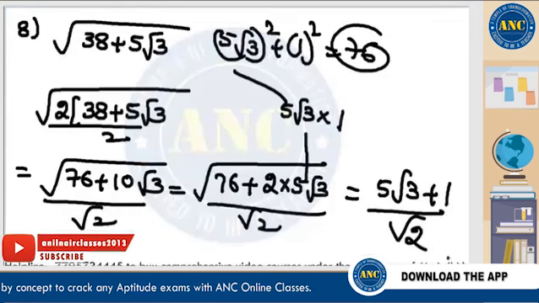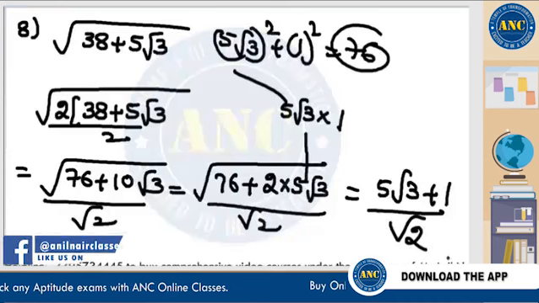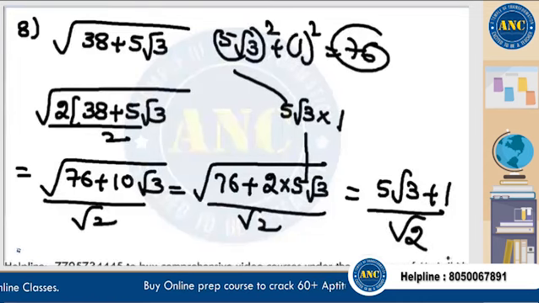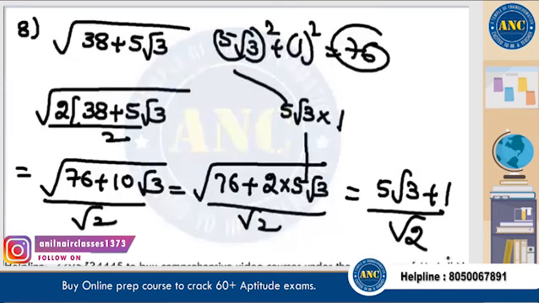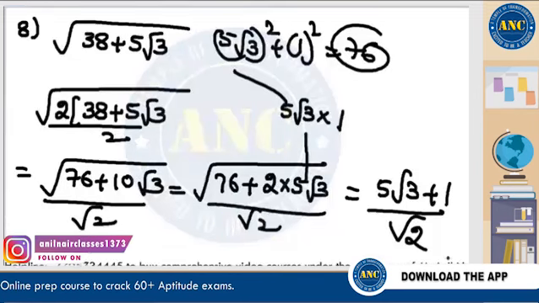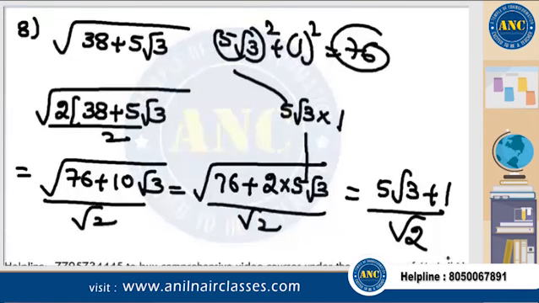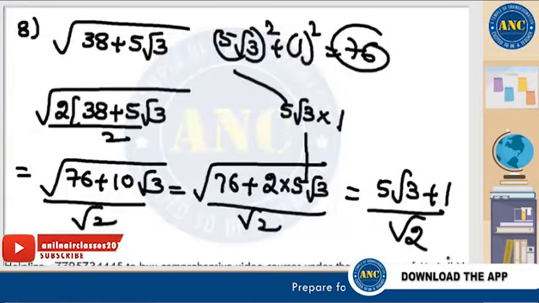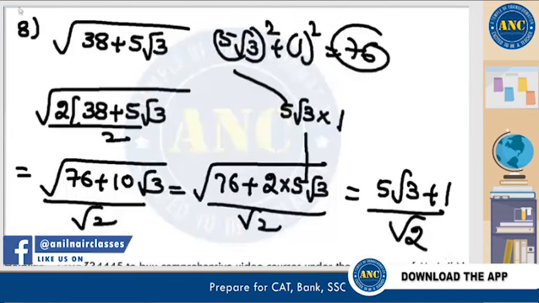If the question is not of the form 2ab, make it into 2ab. Root of 76 plus 10 root 3. 76 plus 2 into 5 root 3. 5 root 3 factors are 5 root 3 into 1. So 5 root 3 square plus 1 square. Answer is 76. Ninth question.